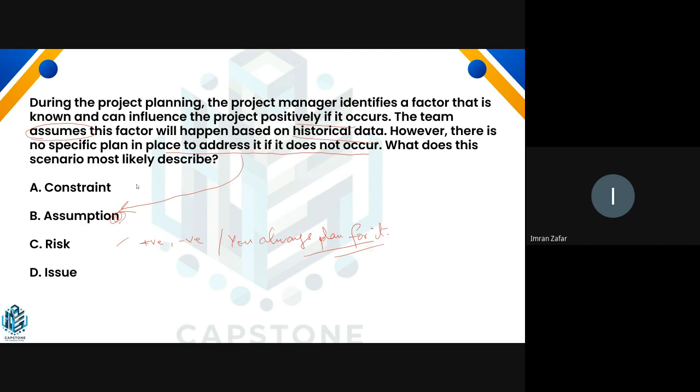And also because we are talking about some historical data, that the team assumed this factor will happen based on historical data. So this is something that they are assuming. A constraint is something different that limits your options, or you cannot do anything about it. So that's why constraint is also not the right choice for this, and assumption is the right answer. I hope the guys who gave the wrong answer now know why B is the right choice.